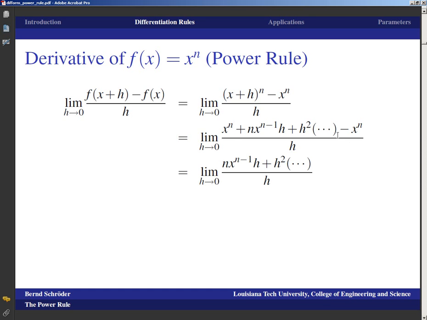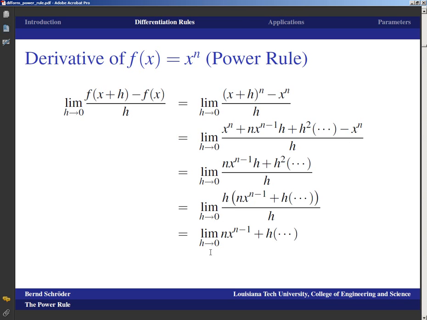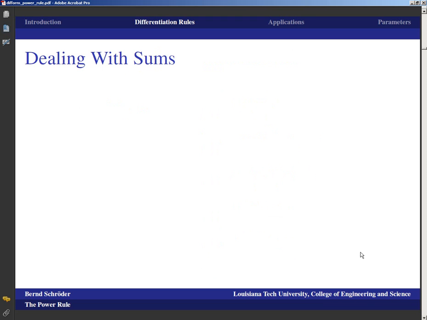Okay, well, the x to the n's cancel, so we end up with a limit as h goes to 0, n x to the n minus 1, h plus h squared times more terms. Now, remember, better safe than sorry, factor out the h. You end up with a limit as h goes to 0, n x to the n minus 1 plus h times some more terms, but there are only finitely many of those, and so as h goes to 0, this part back here goes away. And that means the limit overall is n times x to the n minus 1. Okay, so that is the power rule.